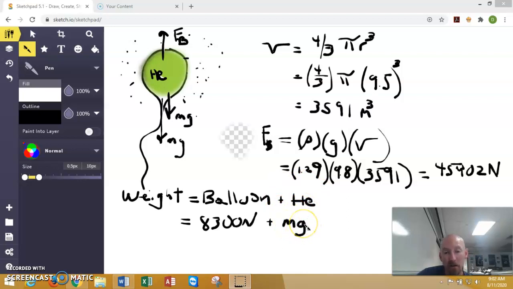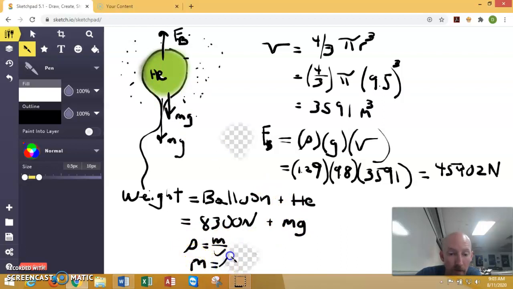We know what G is, but we don't know what the mass of helium is. So how the heck do we do that? What we're going to do is put something else in here for the mass of the helium. We don't know what the mass is, but we know that density is mass divided by volume. If we solve for mass, that'll be density times volume. We can take these two things, density and volume, and stick them in there for mass, right?